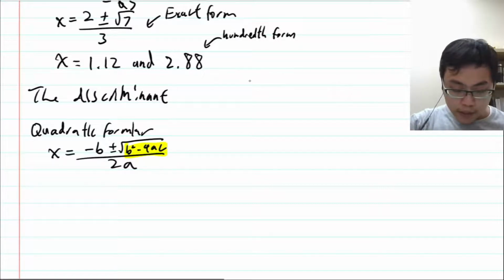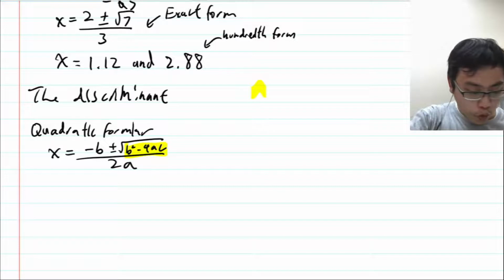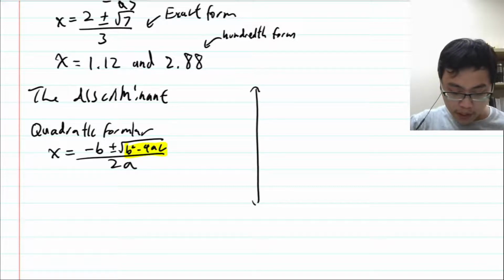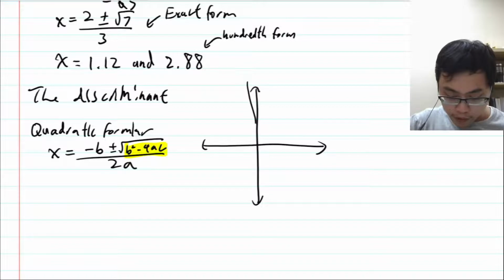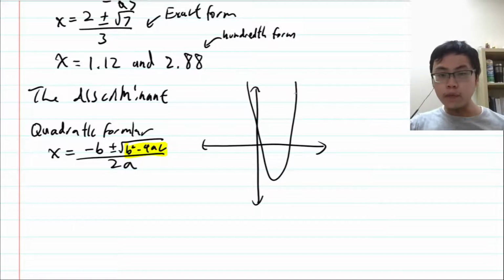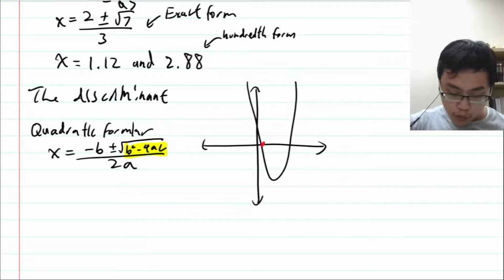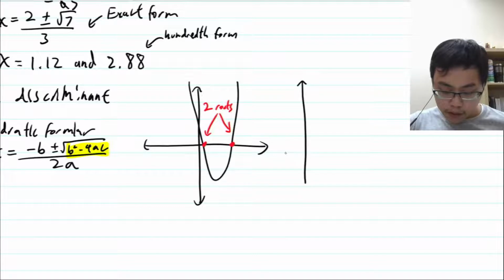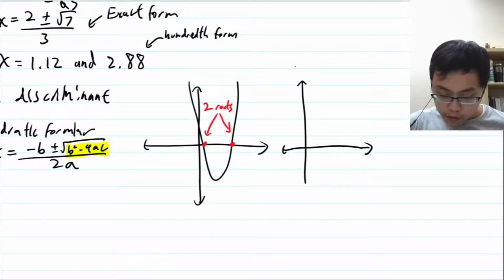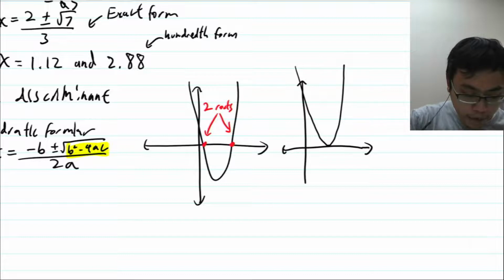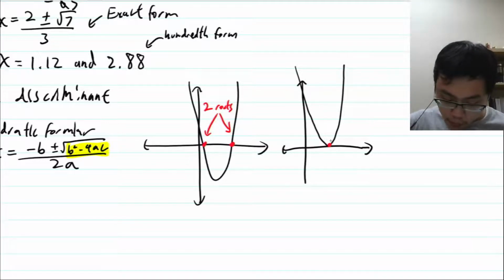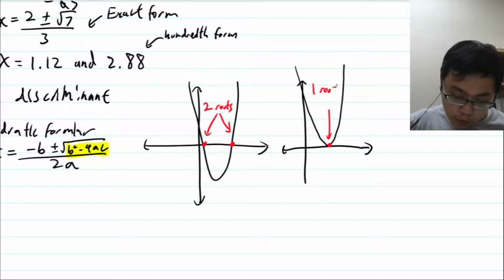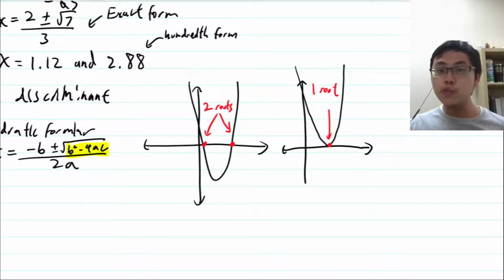And how does that happen? Let's just have a look at the normal graph. So if I had a quadratic equation such as this, if our parabola looks like this, we have two roots. Now what happens if our formula changes so that our parabola looks like this? Then we would only have one touching point. Then this is what we call one root, or some people would say two equal roots.